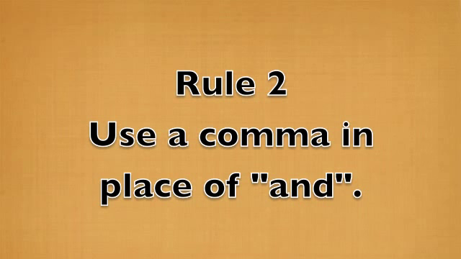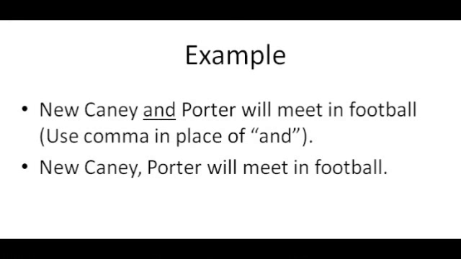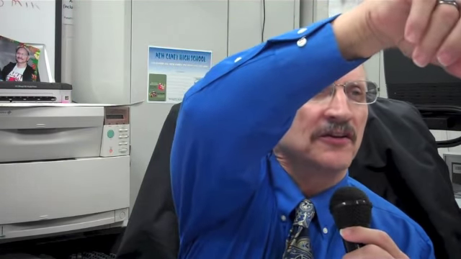Okay, everybody understands. This is rule 2. Write it down. Use a comma in place of and. Here's the example. New Caney and Porter will meet in football. So you just take out the and, and you have New Caney, comma, Porter will meet in football. So rule 2 is take out the and use a comma in place of it. Does everybody understand that? Raise your hand.